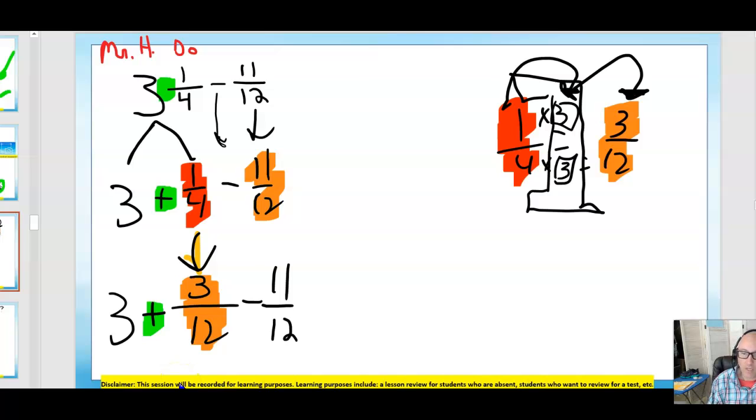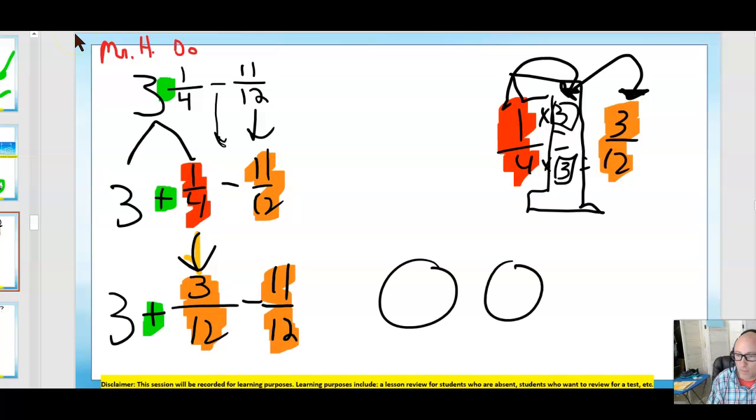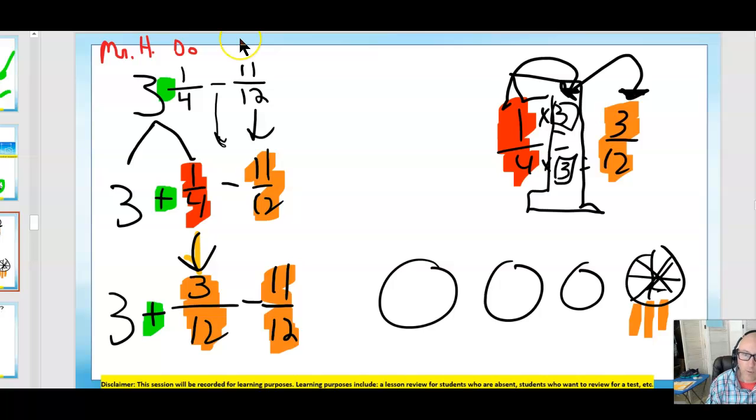Can you do 3/12 minus 11/12? No, this is like the whole pizza thing again. 3 pizzas, and then you have another pizza with just 3 slices out of 12. But we're going to subtract 11 pieces. So if we were to do that with the picture, we could subtract 1, 2, 3. But now we have to start subtracting from this pizza right here. This pizza has how many pieces? 12.